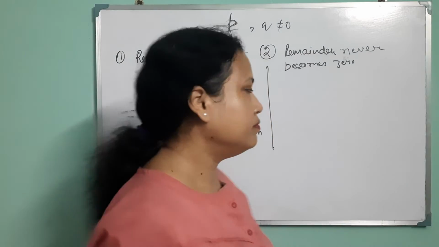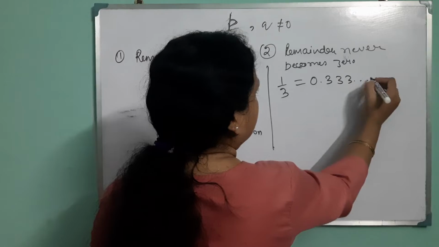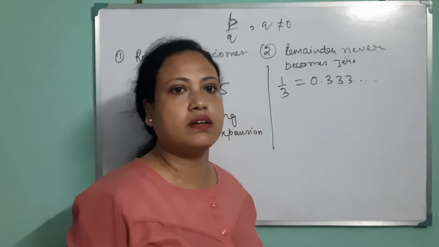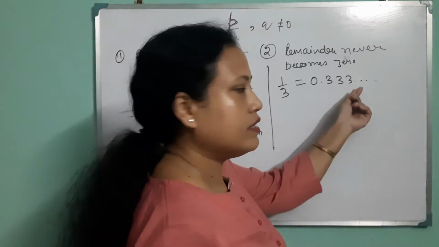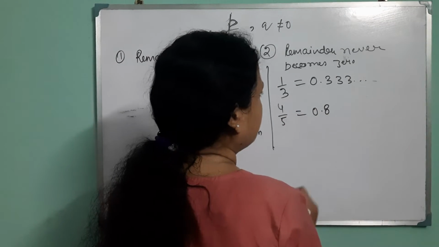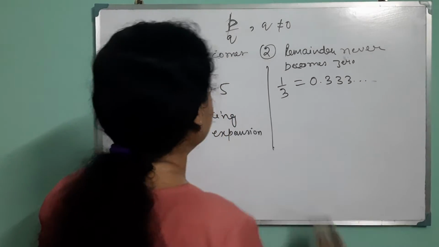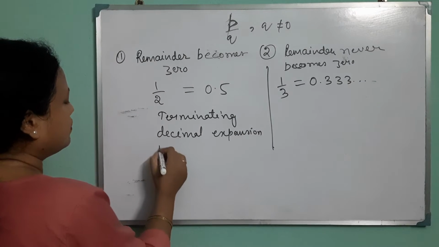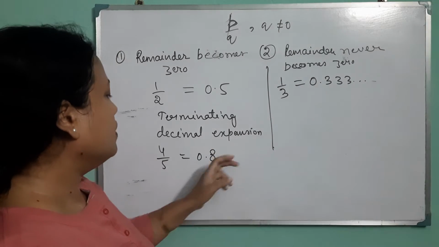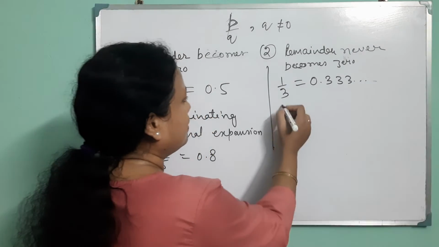Now let us see this side. Remainder never becomes 0. Suppose 1 by 3. So if you divide, we get 0.333 and so on. So here remainder will never become 0. We are getting repeating digits. Another example, if you take 4 by 5, so 0.8. So this will be not this side, because here remainder is 0. Another example, we can write here 4 by 5, that is 0.8. It is also a terminating decimal expansion, because when we divide 4 by 5, we get remainder as 0.